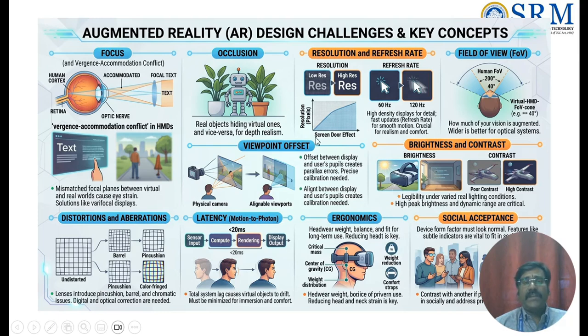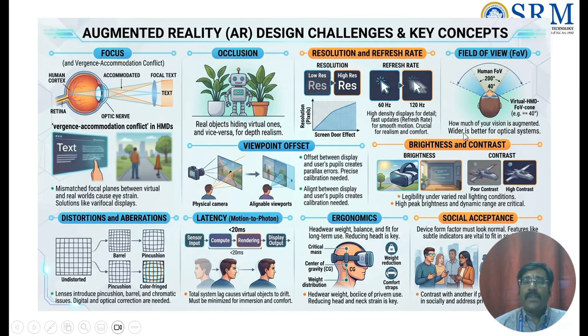So when increasing the amount of pixels, the screen door effect is going to be high. Low resolutions and high resolutions are defined in nature for the accuracy of the object to be projected. Then the refresh rate is increasing with high density displays, for detailed fast updates. It gives smooth motion, crucial for rendering and control.